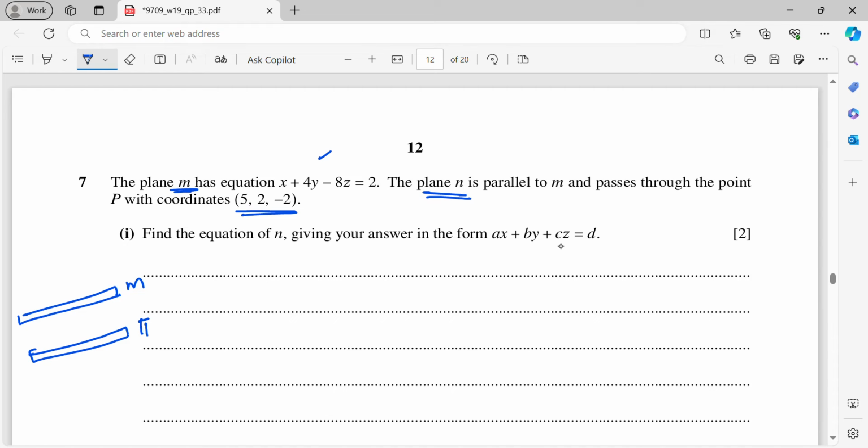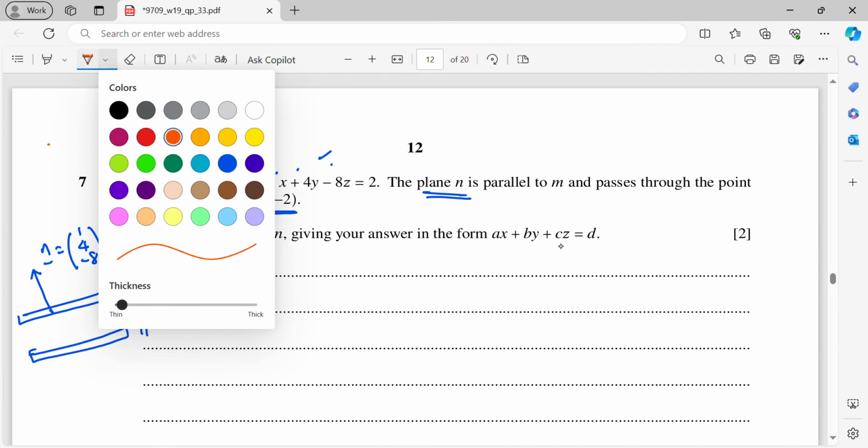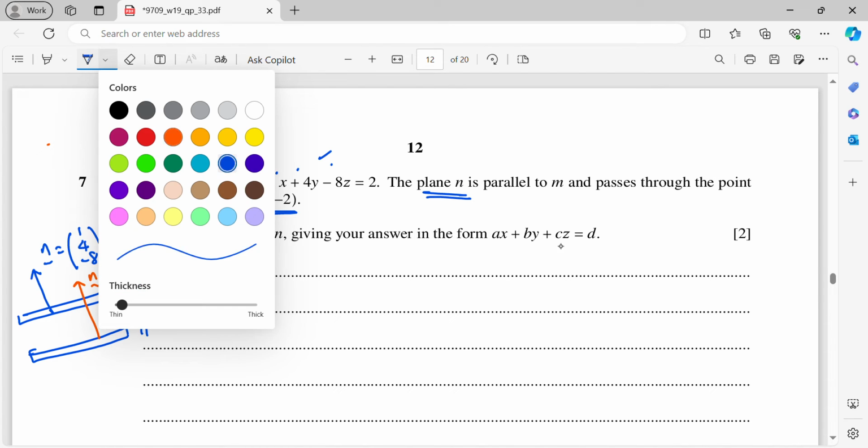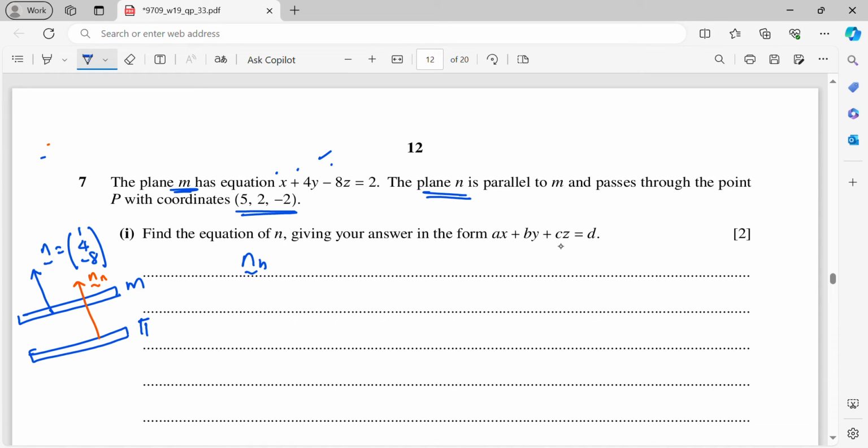So for the plane M, the normal vector is 1, 4, minus 8. Just take the coefficients of x, y, and z. Now, when you look at this diagram, both planes will have the same normal vector. I will say this is n. So I will write n equals 1, 4, minus 8.